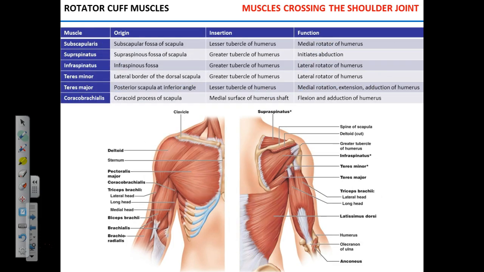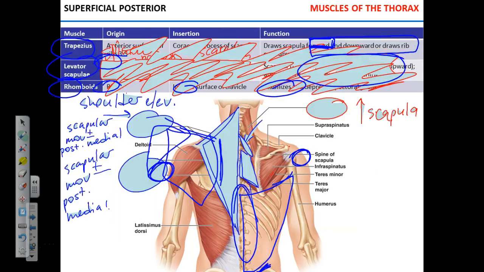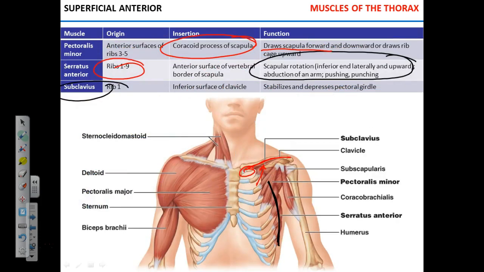Now these 7 muscles are also called rotator cuff muscles. These are the muscles that stabilize the shoulder joint and adduct the arm. A lot of them do. So subscapularis, those are probably the easiest to find and to name. Subscapularis, infraspinatus, supraspinatus. Let me go up for a second and show.